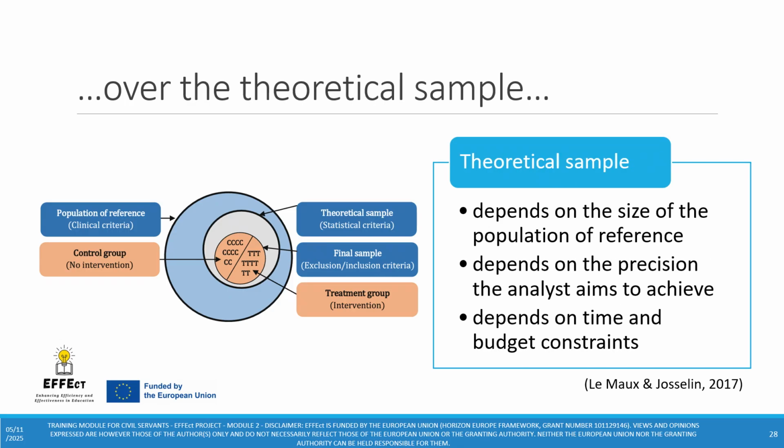A distinction needs to be drawn between the theoretical sample, which is usually broader, and the final sample, on which the final tests will actually be conducted. The theoretical sample depends on the size of the population of reference, depends on the precision the analyst aims to achieve, and also depends on time and budget constraints.